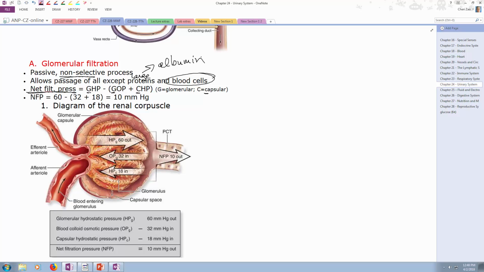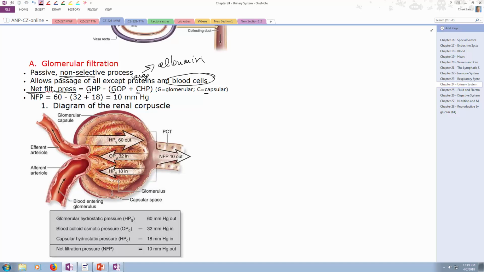And so net filtration pressure is glomerular hydrostatic pressure minus glomerular osmotic pressure minus capsular hydrostatic pressure. And we don't actually worry about that capsular osmotic pressure because, you'll see later on, it's a number that doesn't actually enter into this calculation.